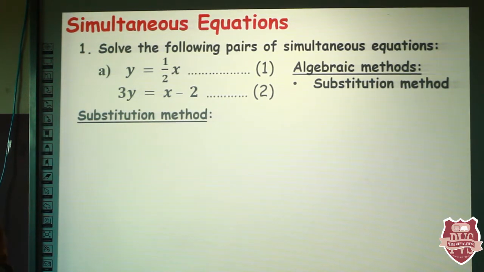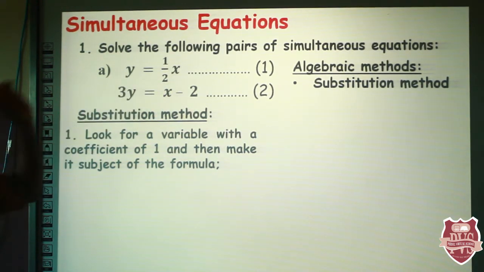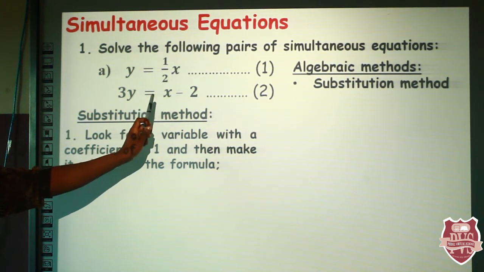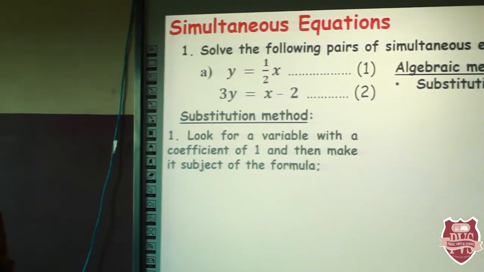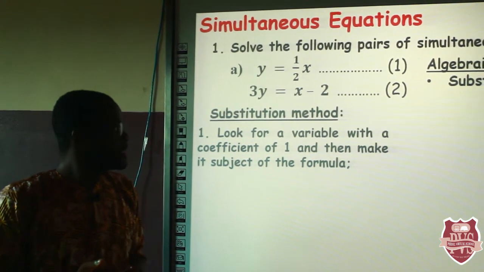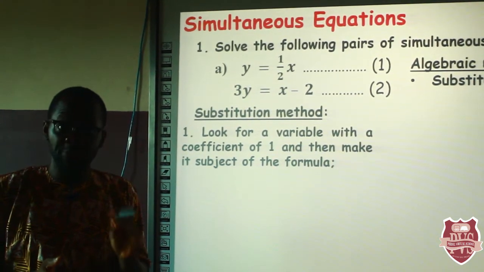Let's go over the steps involved when using the substitution method. Step 1. Like I said a moment ago, you look for a variable with a coefficient of 1, and then you make it the subject of the formula. We are going for equation 1 because already y has got a coefficient of 1, and at the same time, it's already the subject of the formula. If you look at equation 2, x has got a coefficient of 1, but it's not the subject of the formula. And so that's why we can't use equation 2. Rather, we'll use equation 1, where y, with a coefficient of 1, is already the subject of the formula.